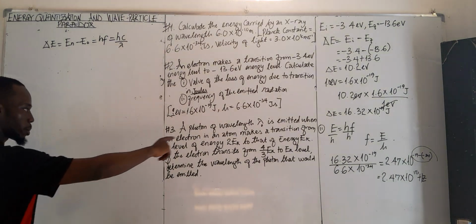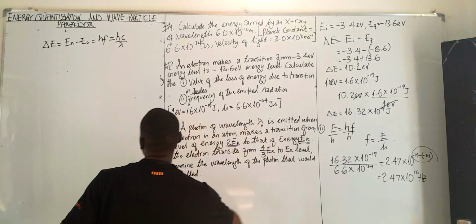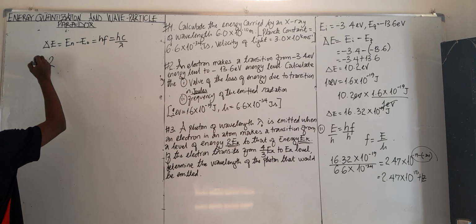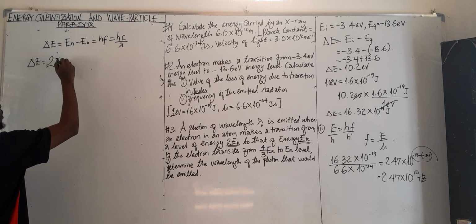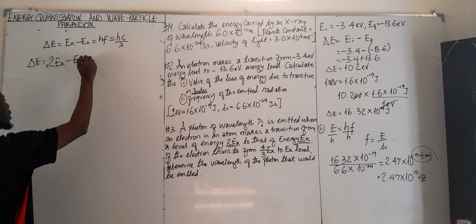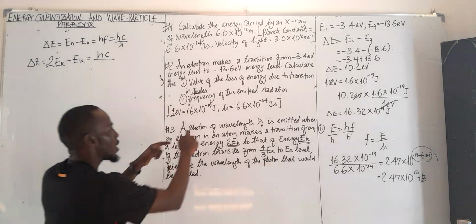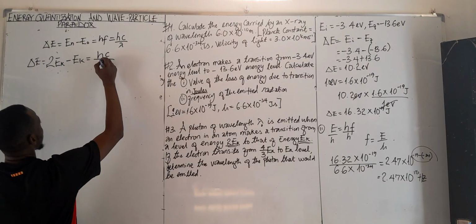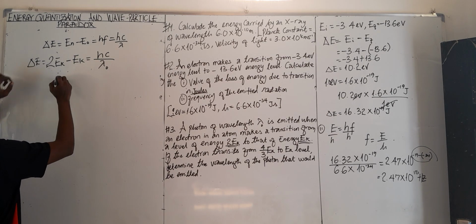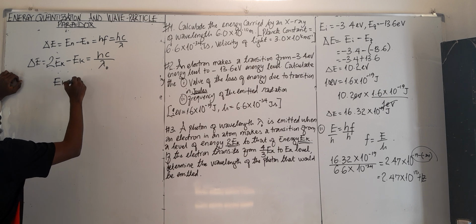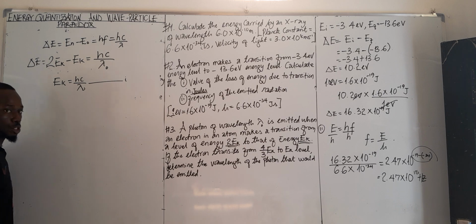Okay, so let's talk about this. Now we have 2EK, so it means that the change in energy is 2EK minus EK equal to hc over lambda naught, since they told us that the wavelength is lambda naught. So I'll not be writing lambda here, I'll be writing lambda naught. So 2EK minus EK equals hc over lambda naught. I title this one as equation 1.